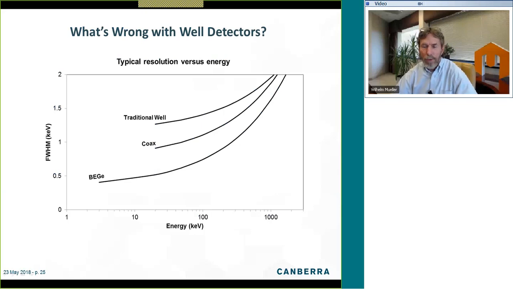You already saw this slide from Will. A traditional well detector has very poor resolution compared to what we might consider a laboratory standard detector like a P-type coaxial detector, and much worse resolution than the BEGe detector, which is now in use in many laboratories across the country. So if we didn't have such poor resolution in a traditional well detector, we might have considered it for something other than very specialized applications. But because the resolution is so poor, the traditional well detector is kind of a last resort for those cases where we have very small sample volumes or very specialized measurement requirements.